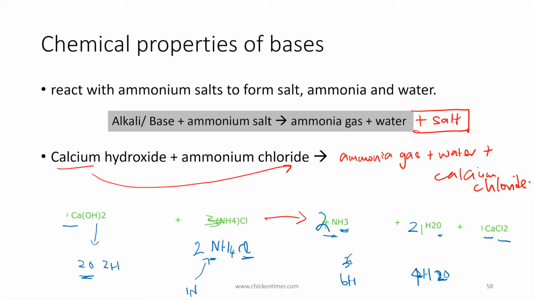Which hydrogen here? Here, the water. So now there will be 10 hydrogen in total on the right hand side. Then you count on the left hand side: 2 hydrogen here and 8 hydrogen here. So the total is also 10. That means it's balanced already.